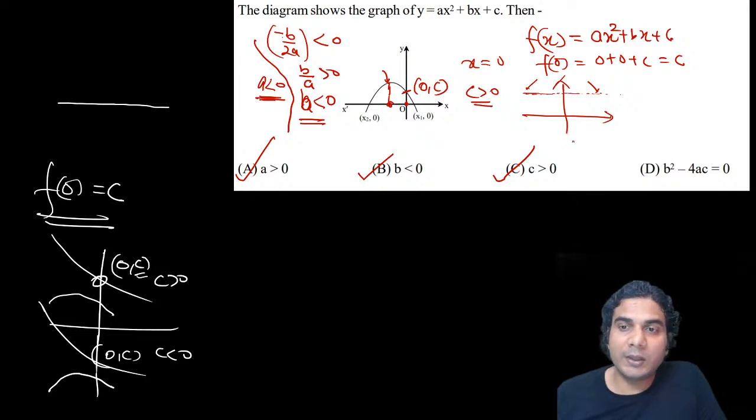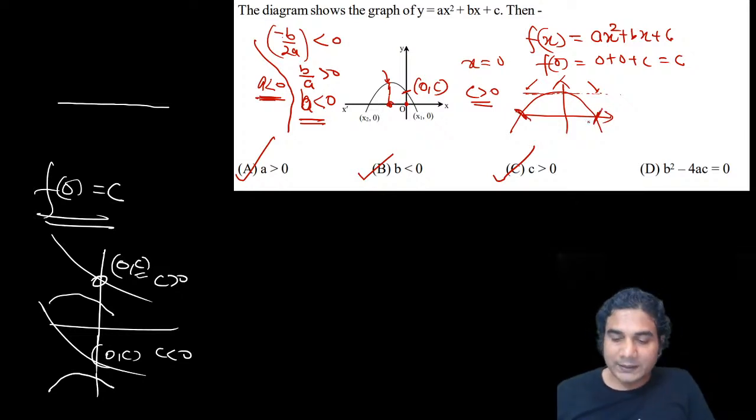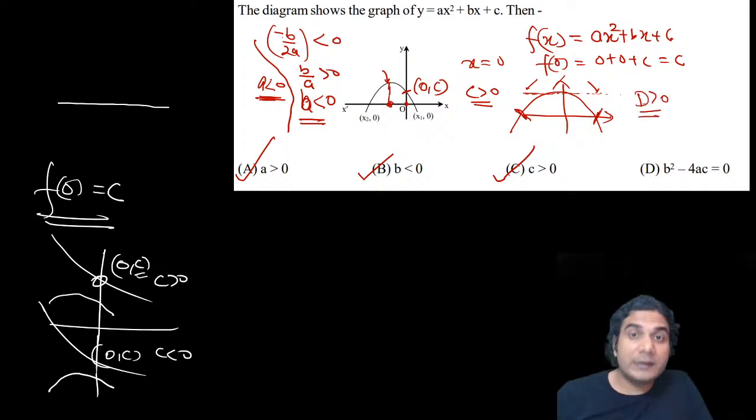Is it 0? No, not at all. Discriminant is positive. Why? Because the graph cuts the x-axis at two distinct points. So if the graph cuts the x-axis at two distinct points, then the discriminant will be positive, all right? Discriminant is 0 when the graph touches the x-axis, all right? Remember all these points. Very, very important.